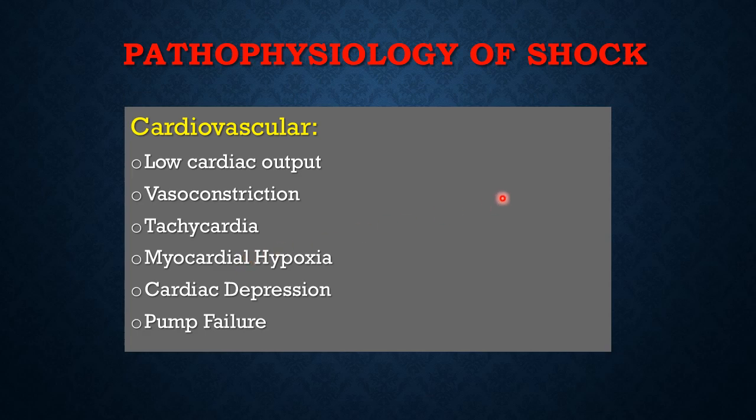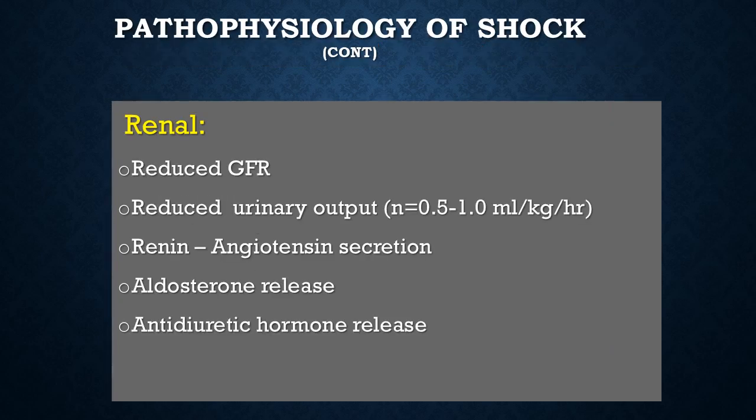In the pathophysiology of shock, the cardiovascular events that take place are low cardiac output, vasoconstriction, tachycardia, myocardial hypoxia, cardiac depression, and pump failure. Any one or a combination of these events will take place to give rise to different types of shock. Then there is reduced glomerular filtration rate and reduced urine output, generally in all of the shocks.